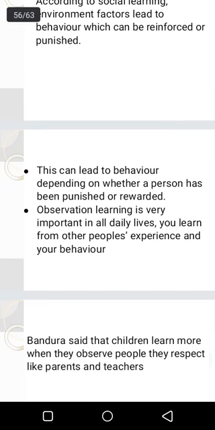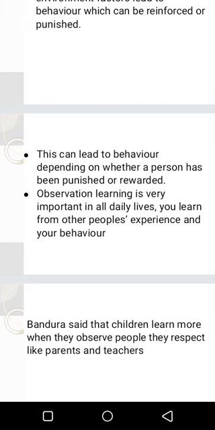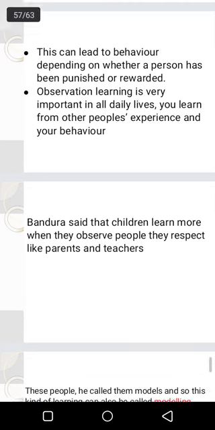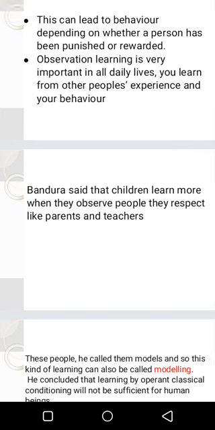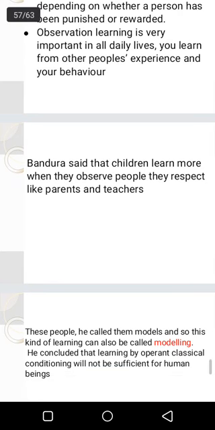Observation learning is very important in all our daily lives. You learn from other people's experience and your behavior. Bandura said that children learn more when they observe people they respect, like parents and teachers. So this social learning theory, which is also known as observation, is based on having a role model, looking at what is happening in the environment. They are also saying children learn from their respected models such as teachers and parents.